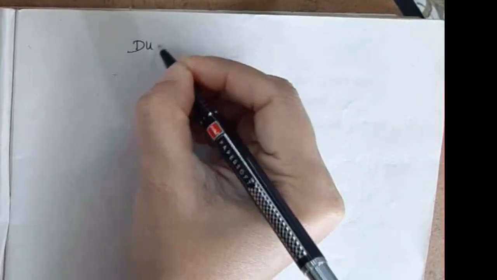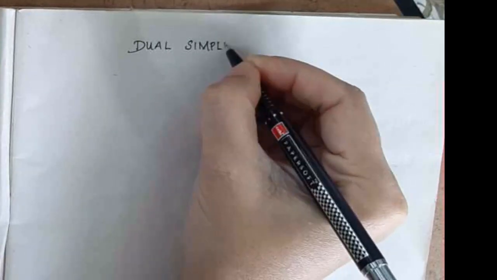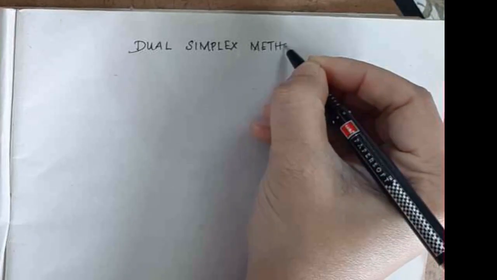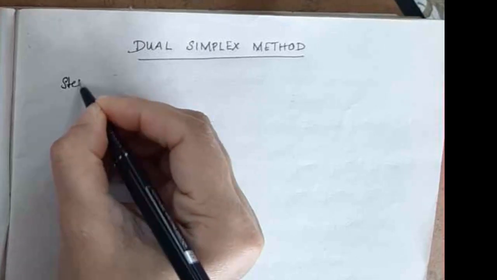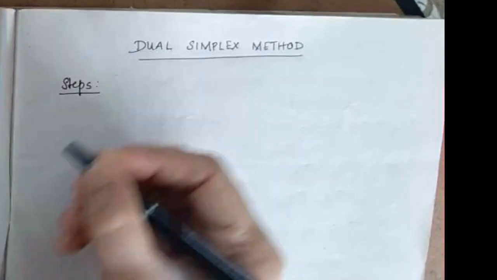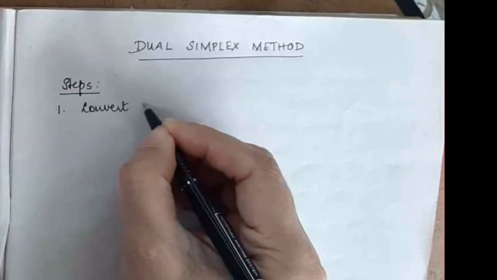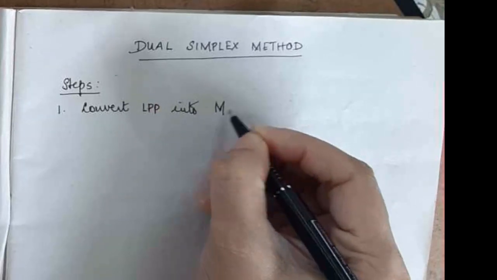Next, we are going to study about the dual simplex method. Now, the steps for that. Step 1: convert the LPP into maximization.